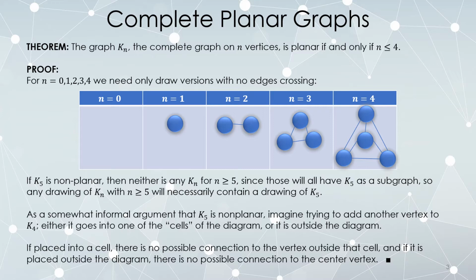So as an informal argument as to why K sub 5 can't be drawn, imagine we have K sub 4, and we've drawn it here. The next vertex has to go somewhere. So maybe I put it inside one of these smaller triangles. Well, from this vertex, I can connect out to these 3 vertices, but how am I going to connect up here? And maybe I put the new vertex outside the graph, in which case I can connect here, here, and I can even draw an edge that goes all the way around to connect to this vertex, but I'm not going to be able to reach the one on the inside without fundamentally crossing one of these edges here. And that's not a full proof, but it's a reasonable argument.